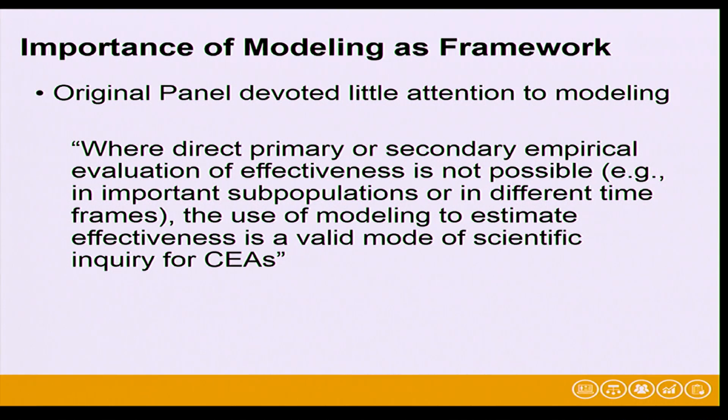So even though in the 1990s models were used quite often for conducting cost-effectiveness analyses, and I was guilty of some of those, the original panel devoted little attention to modeling. This was the one primary recommendation in the original panel book: where direct primary or secondary empirical evaluation of effectiveness is not possible, for example, in important subpopulations or in different time frames, the use of modeling to estimate effectiveness is a valid mode of scientific inquiry for CEAs. So now we've expanded on this into a chapter.